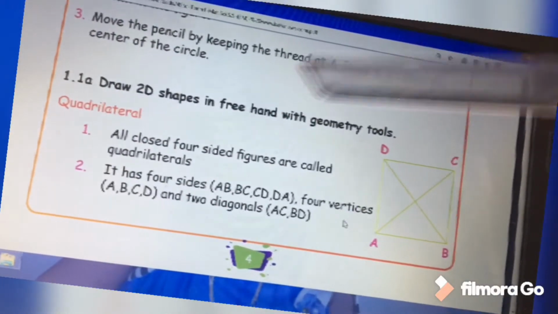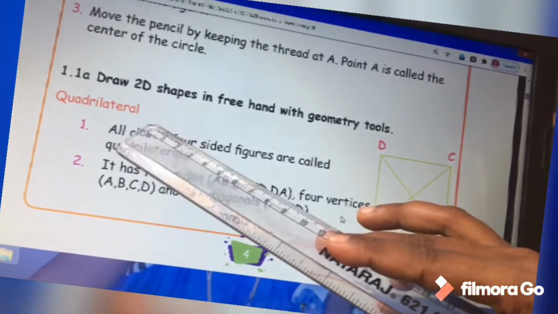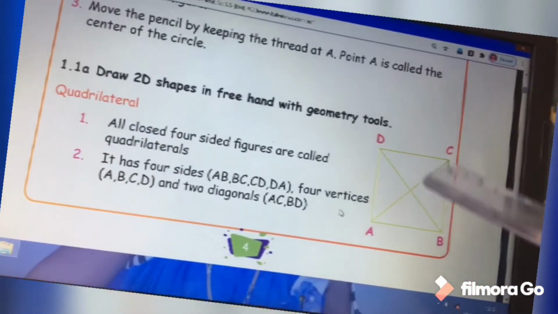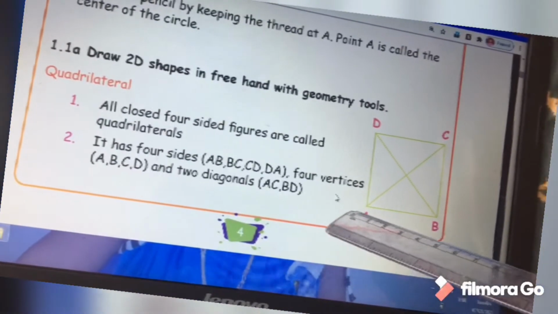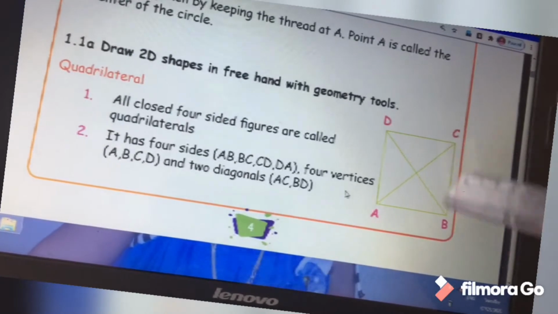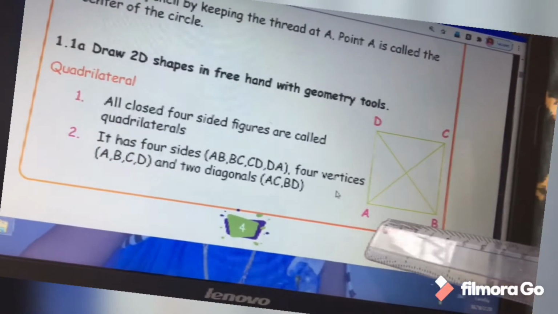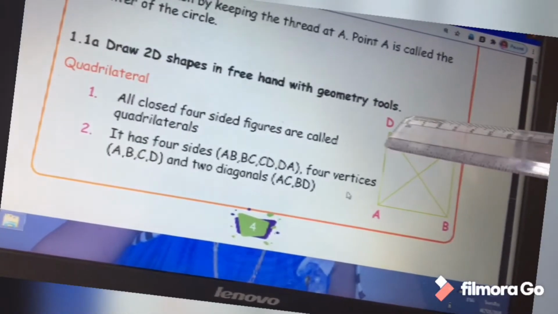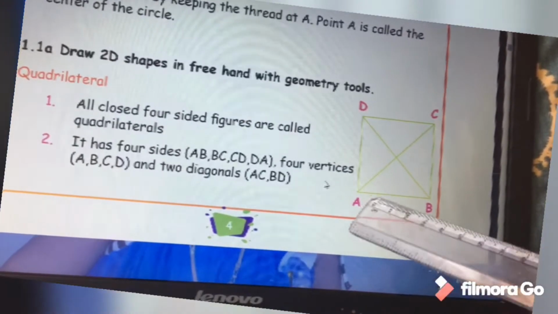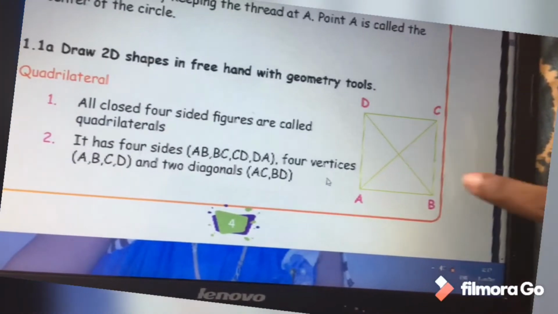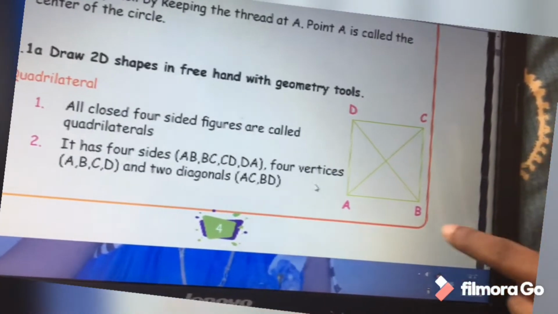Then we learned about quadrilateral. Quadrilateral means what? A closed figure with four sides is called a quadrilateral. Yes, it has four sides. How many sides, children? Four sides. Count the sides. 1, 2, 3, 4. So how many sides are there?